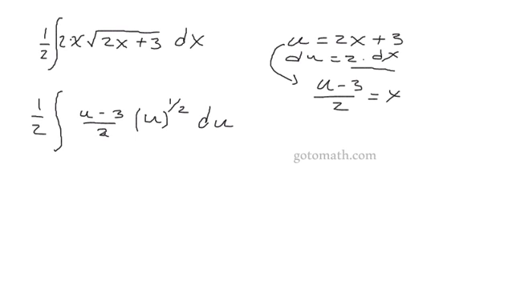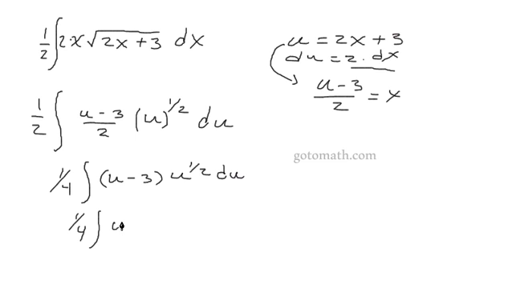Now I'm going to take this half and bring it out front, just to get that out of the way. So we're going to have a fourth the integral of u minus 3, u to the half du. Now I'm going to distribute this u across. We have a fourth times u to the 3 halves minus 3 times u to the half. We just distributed the u to the half across each of those terms.